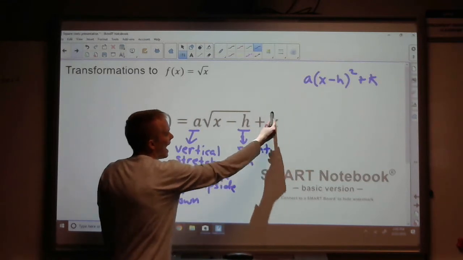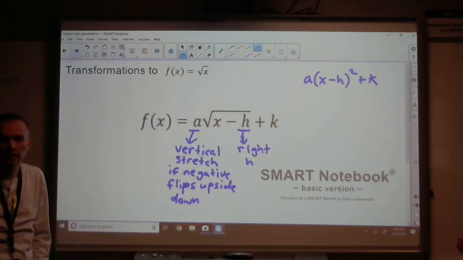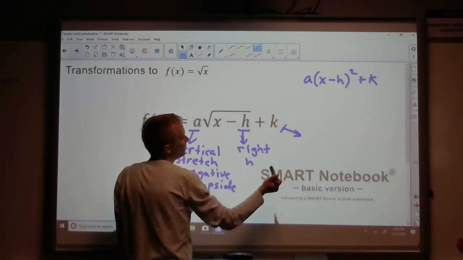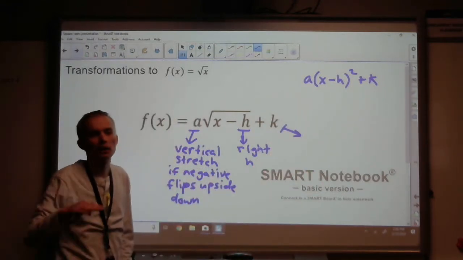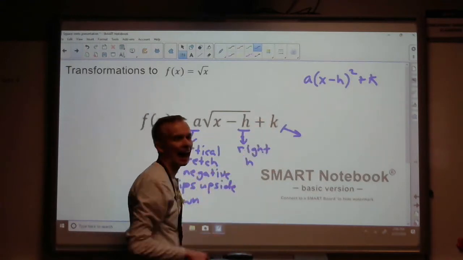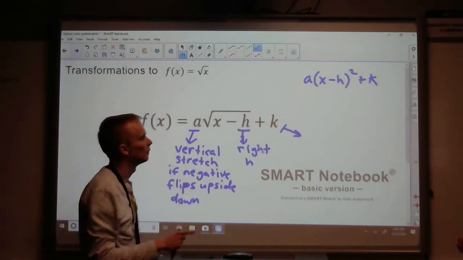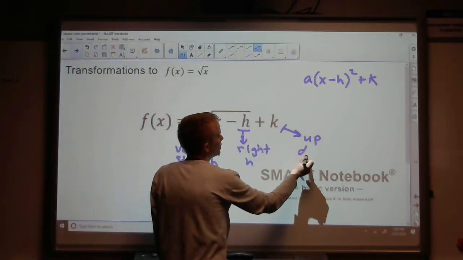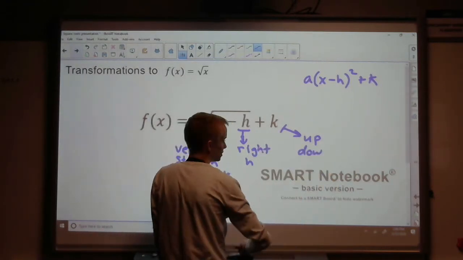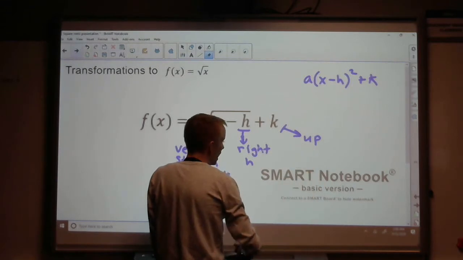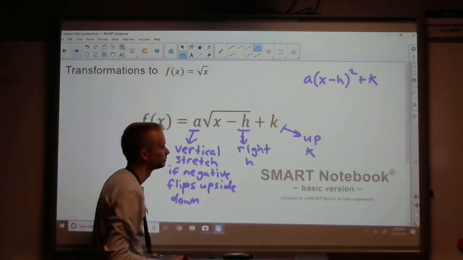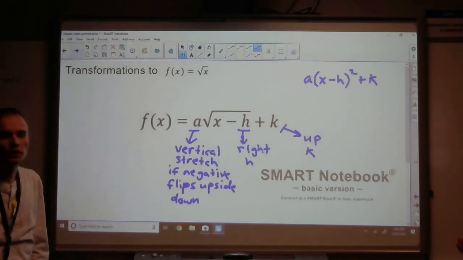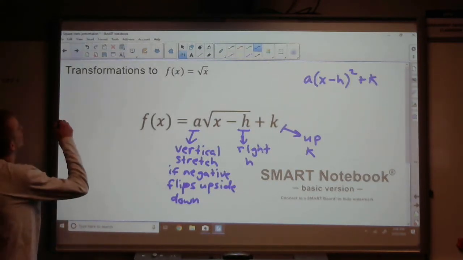And then the k on the outside of the square root, that tells me I'm going to be moving up and down. The number on the outside of the function moves us up and down. In this case, since it's a plus, we're going to be moving up. Okay? So let me show you an example of this, okay?